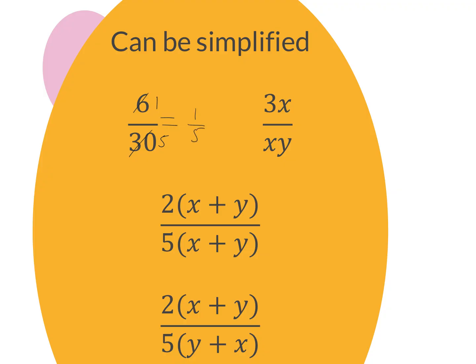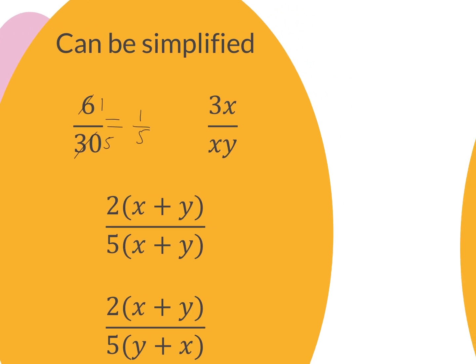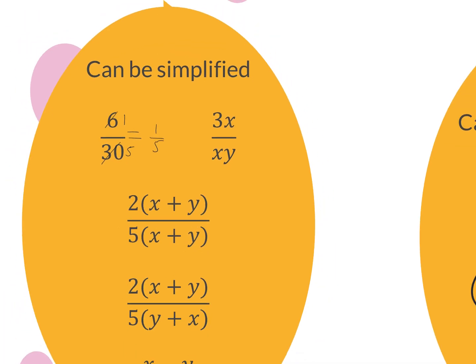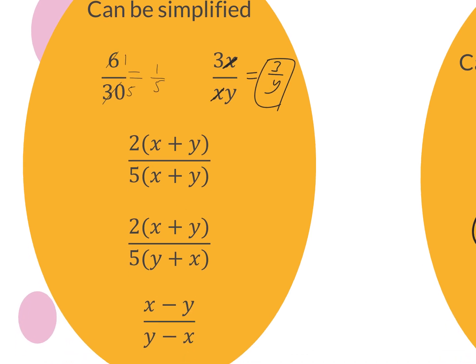All right? And that's just because they share common factors, right? So that's going to be the key thing in this lesson and in the future lessons, is that if there's a common factor, you can simplify it. Right, so 3x over xy, the x and the x can cancel out, and we end up with 3 over y. Right, so this is something that can be simplified as well.